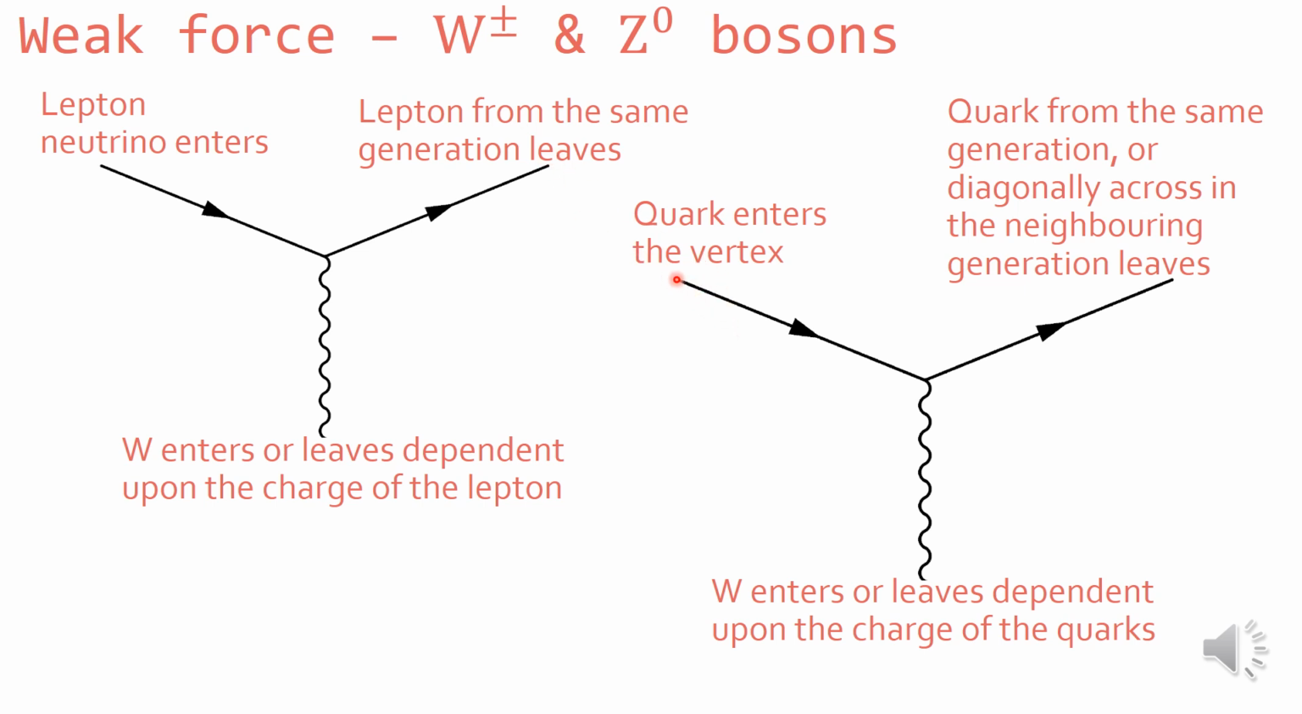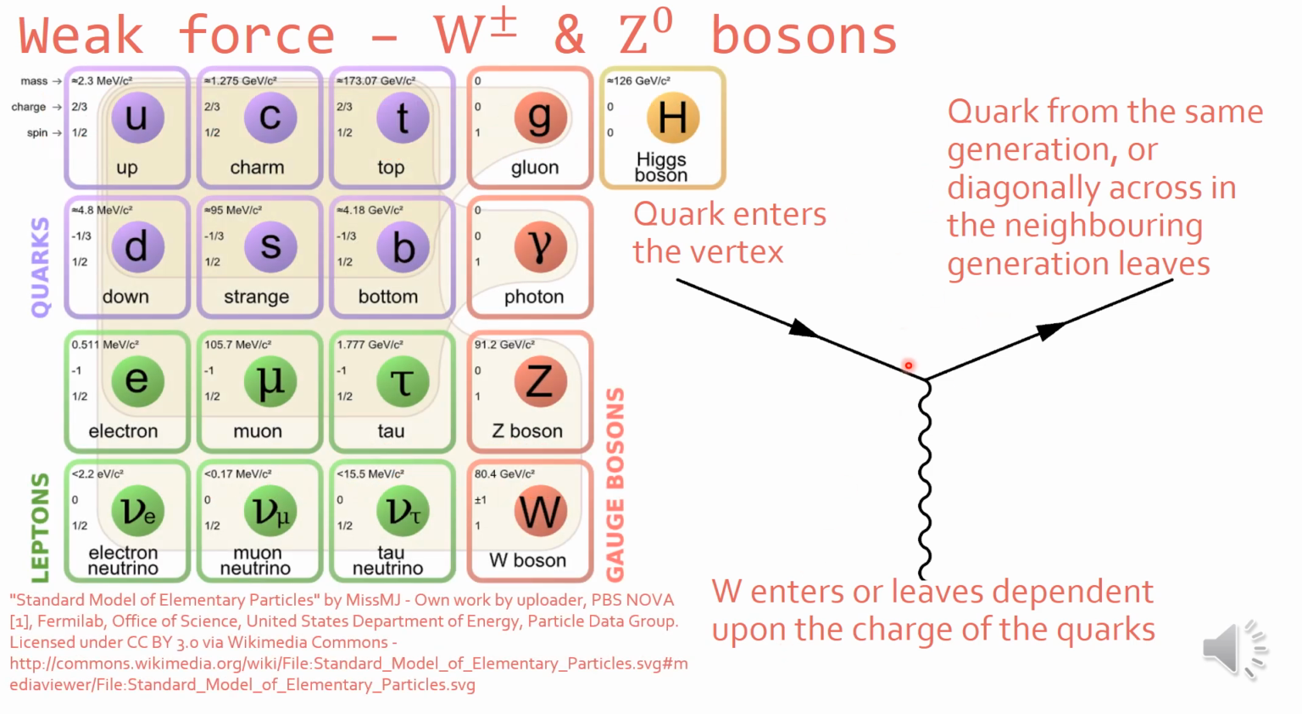So our quark can enter our vertex, and a quark from the same generation can leave. I'll just pull up the standard model here. So let's say we have an up quark coming into our vertex. It can interact using the weak force, and then one from the same generation, a down quark, can leave. Equally, a down quark could enter and then an up quark leave.